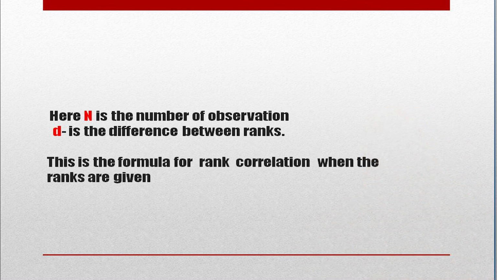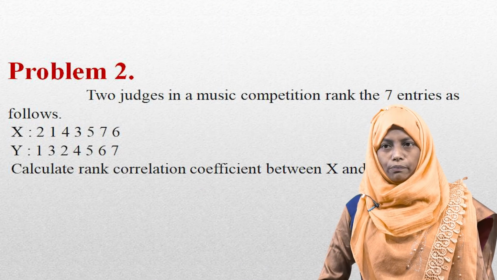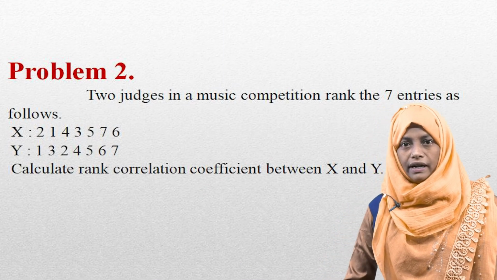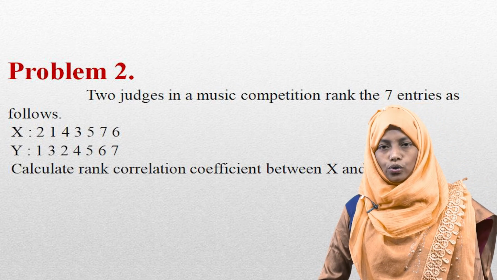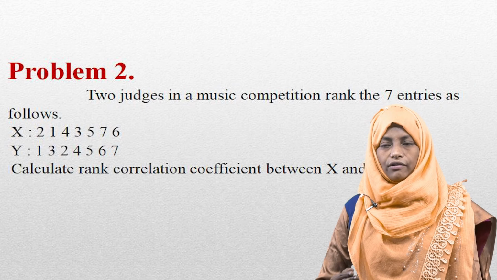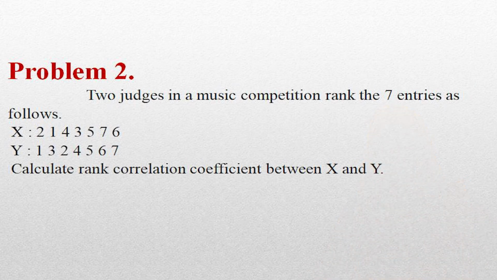Now see one problem. The problem is: two judges in a music competition rank the 7 entries as follows. Here the x values are 2, 1, 4, 3, 5, 7, 6 and the y values are 1, 3, 2, 4, 5, 6, 7. Calculate the rank correlation coefficient between x and y.